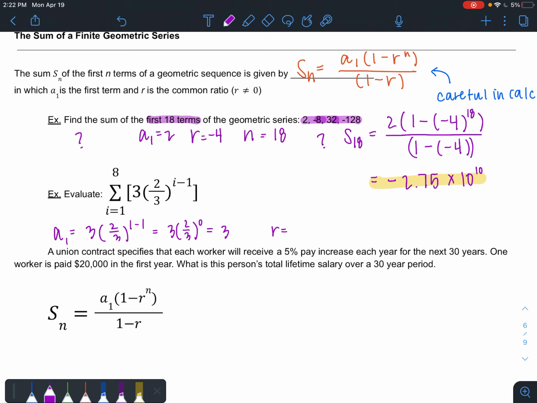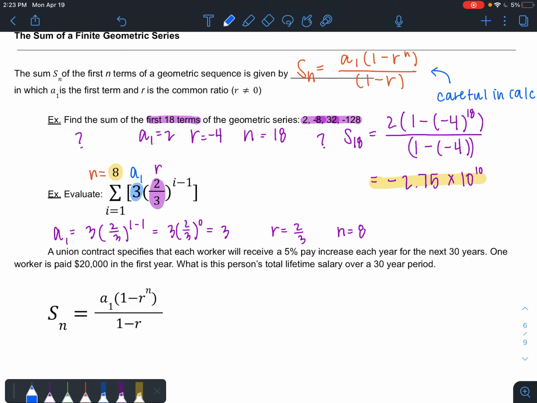r is going to be this value right here, that 2/3, because that's what's changing each time. And in fact, this right here will always be your a sub 1. So this is a sub 1, this is r, and then n is equal to this number right here. So that right there is your n. So n is equal to 8.